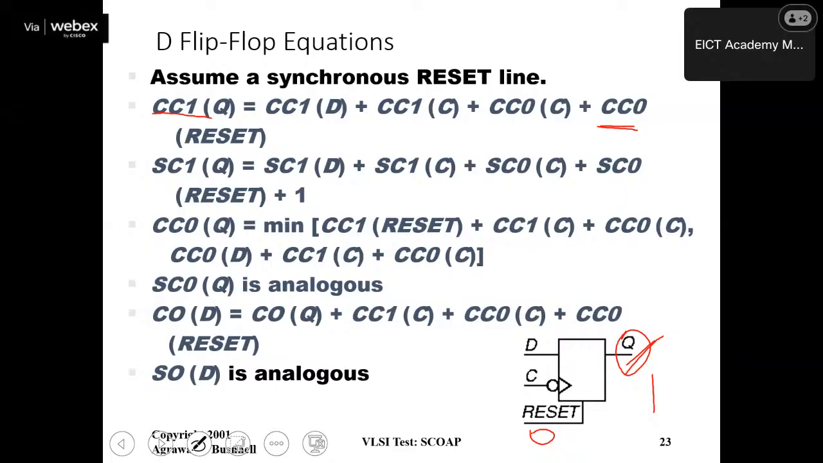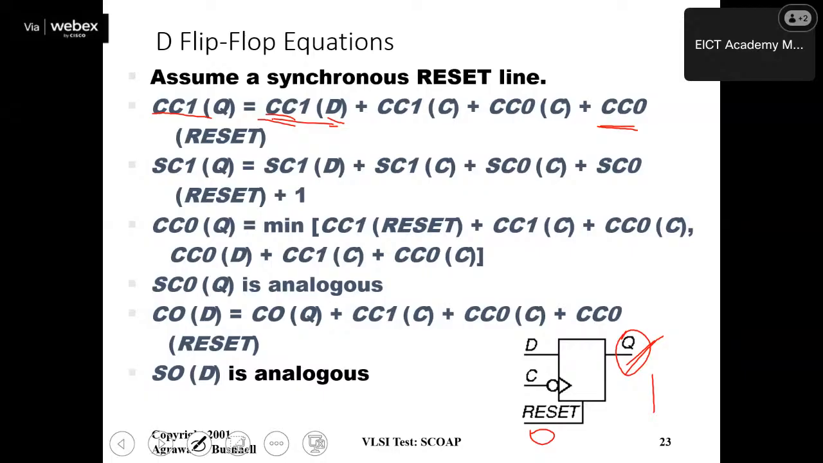Plus, I want to make Q equal to 1, so I have to make sure that the D input was 1. The input data at D was 1. So it means CC1 at D. Plus, what about the clock? So this is the level triggering.